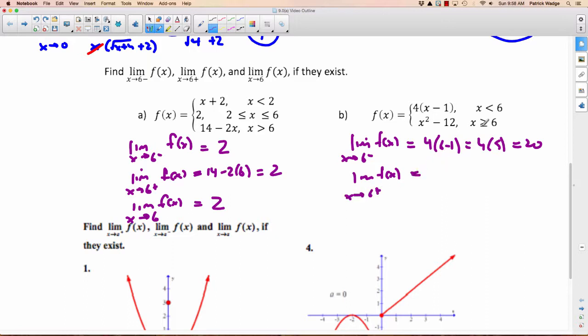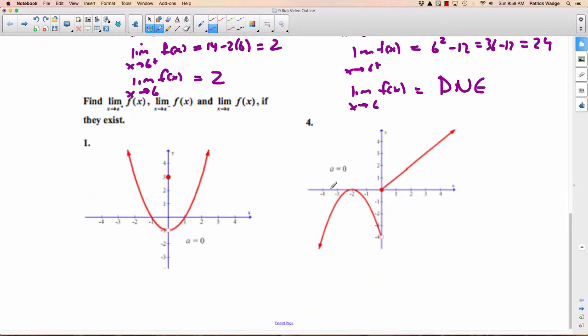So we're going to plug into this one, obviously. So we're going to have 6 squared minus 12. That's 36 minus 12, which is 24. Okay, they're not equal to each other. What does this mean about the limit of f of x as x approaches 6? It means it does not exist. The limit does not exist.